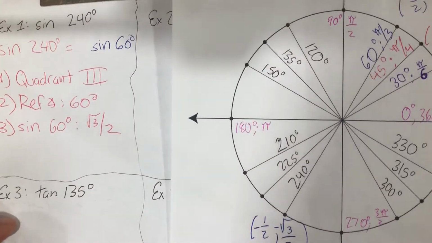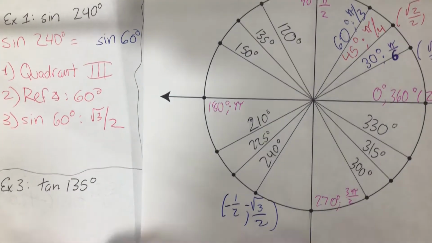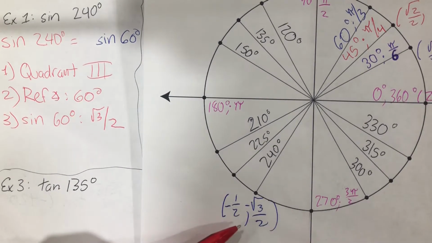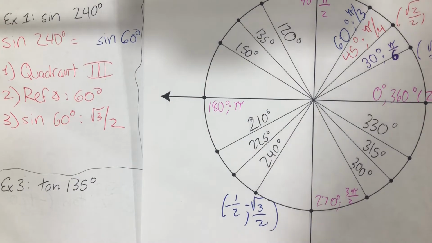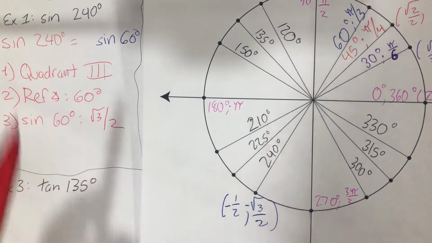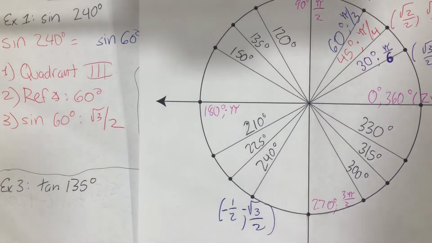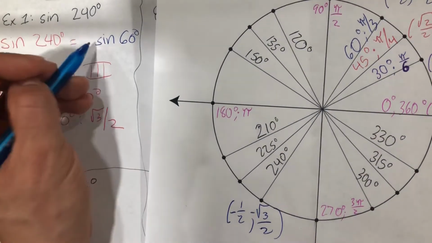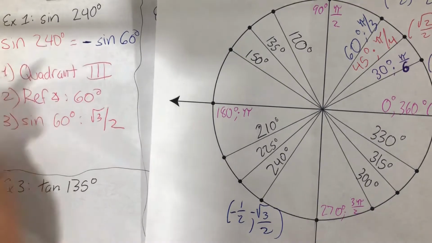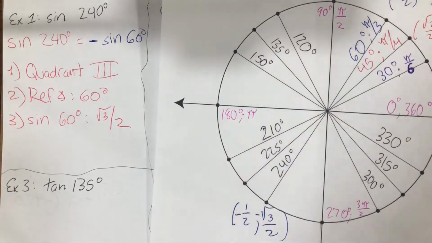Now, if we take a look at where 240 is at, we see that it's in the third quadrant and both x and y coordinates are negative. So that means that sine of 240 is going to give me a negative output. So sine of 240 is definitely the same thing as evaluating the negative sine of 60. So my output would be a negative value.